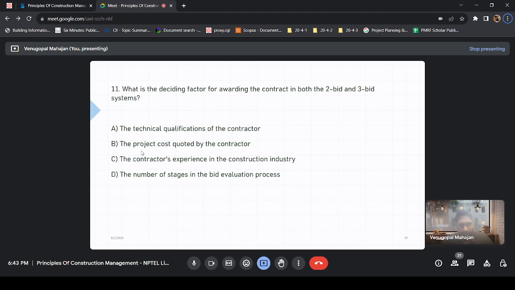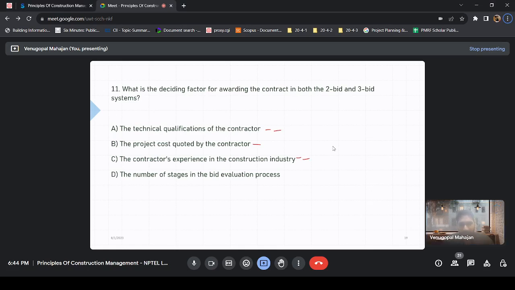A, B, C. A, B, and C. Okay, anybody else? A and C. Let me just keep on marking. Okay, so we have got A, B, and C. Then we have got A and C. Anybody else?